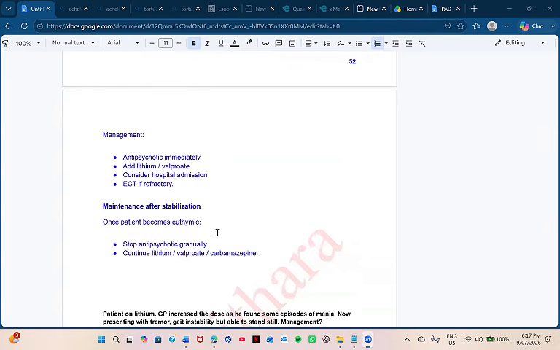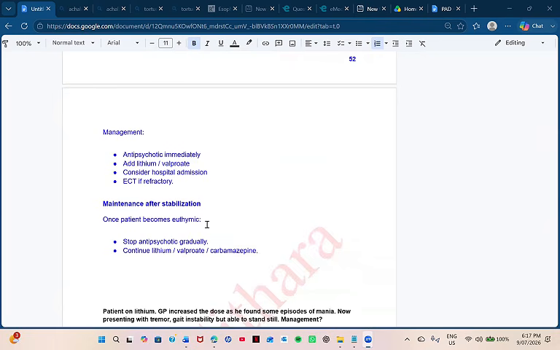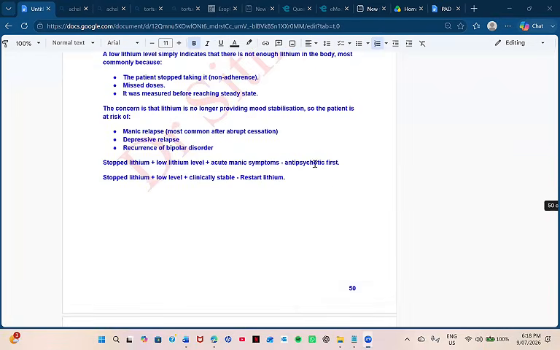So maintenance after stabilization. Once the patient becomes euthymic, stop the antipsychotic gradually, and continue lithium, because you already started it in the acute situation, and you can continue lithium, valproate or carbamazepine, right? I hope the overall thing is understandable, right? What do you think, doctor? This is understandable, right? So we'll go back to our question and discuss what they are asking.